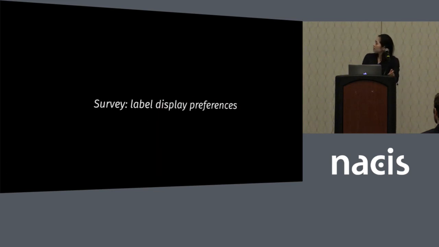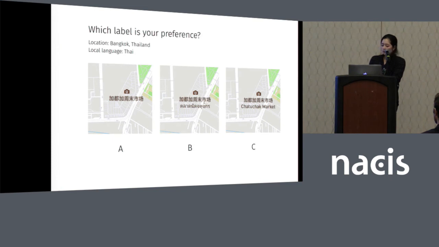And we did 3 different types of studies. The first was a survey on label data preferences. We showed respondents a series of questions that look like this. We basically just show images of different label display options, and we ask which one is their preference.